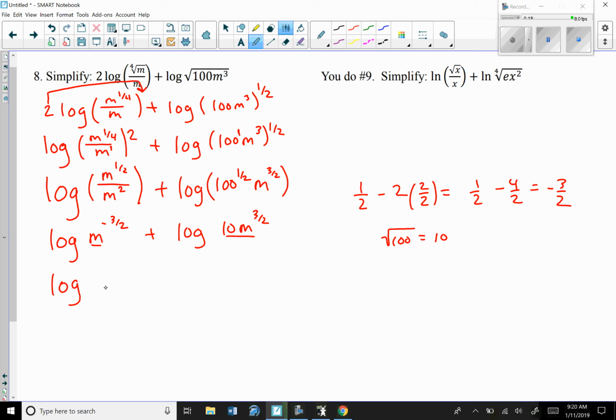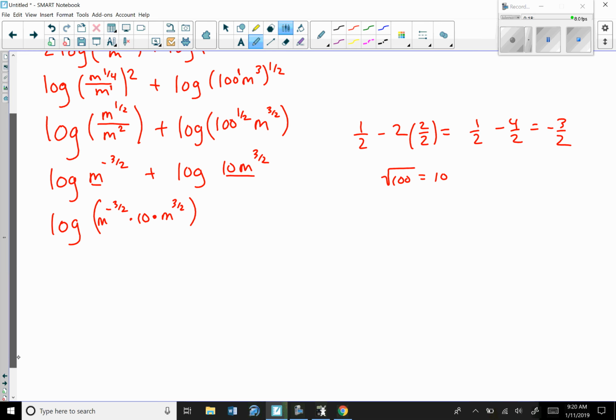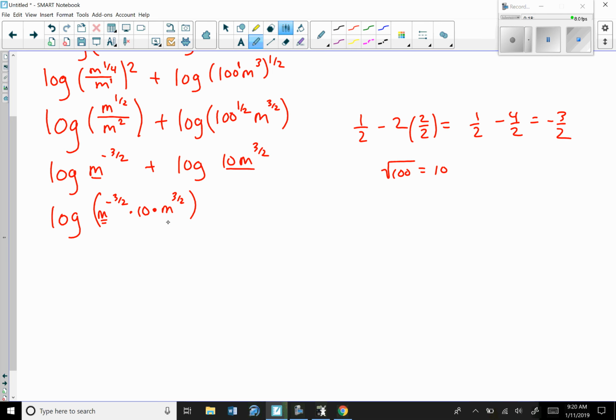So we have the log of m to the negative 3/2 times, that's 10, times the m to the positive 3/2. And remember that when you're multiplying something with the same base, you add the exponents, and notice I have negative 3/2 plus 3/2, so negative 3/2 plus 3/2 is 0, and anything to the 0 power is 1, so that's gone. So we get the log of 10 left.